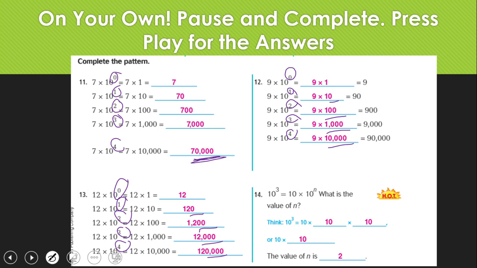Okay. Here we have 10 to the 3rd power equals 10 times 10 to the n. What is the value of n? So just think about how many more 10s you need. You know you have to have a total of 3 10s. Here's 1 10. So then obviously your n needs to have 2 10s. So it should be 10 times 10 to the 2nd power.